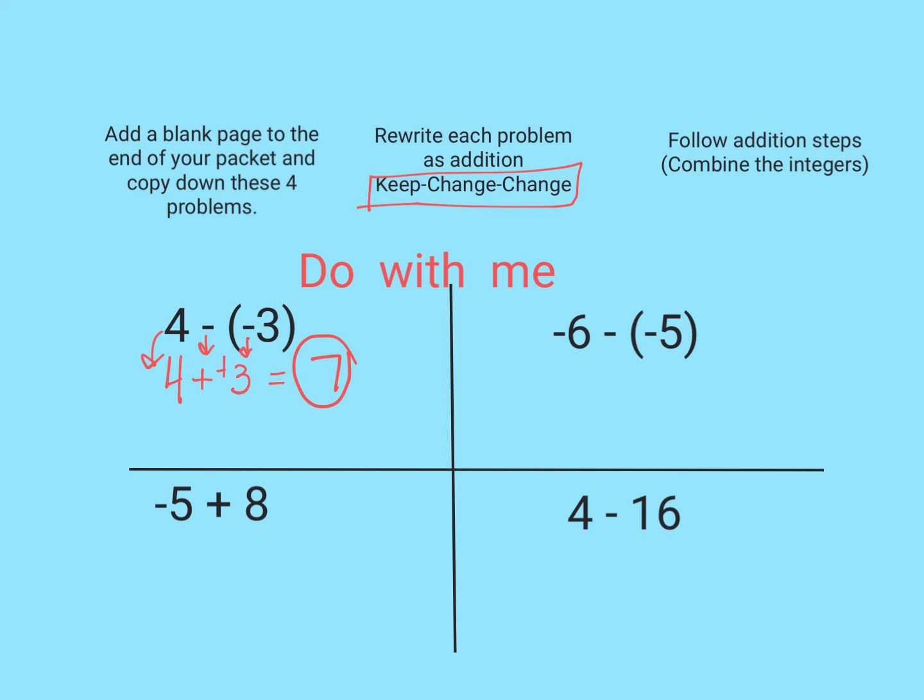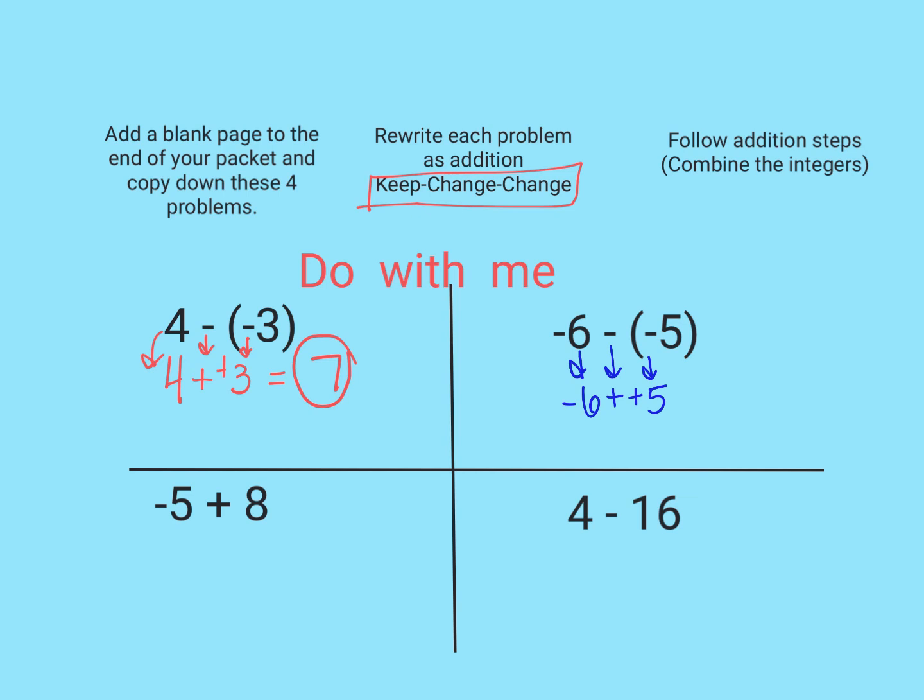All right, our next problem says negative 6 minus negative 5. So negative 6, we're going to keep negative 6. Keep, change, change. Keep negative 6. Change subtraction to addition. Change negative 5 to positive 5. So now I have a negative 6 plus a positive 5.